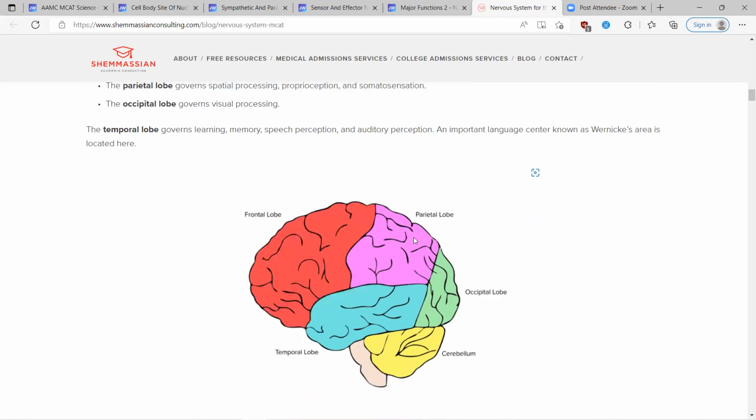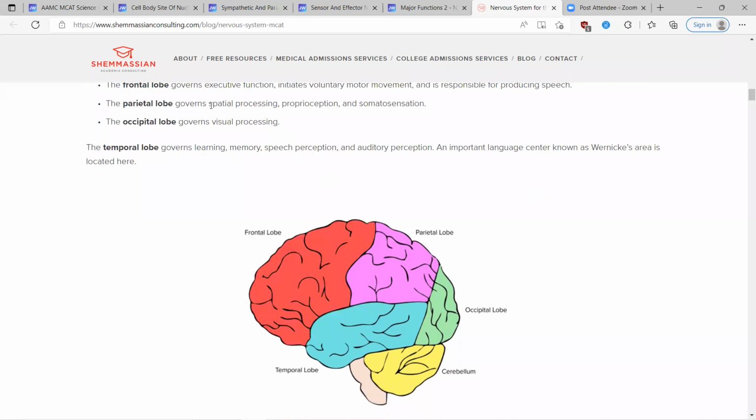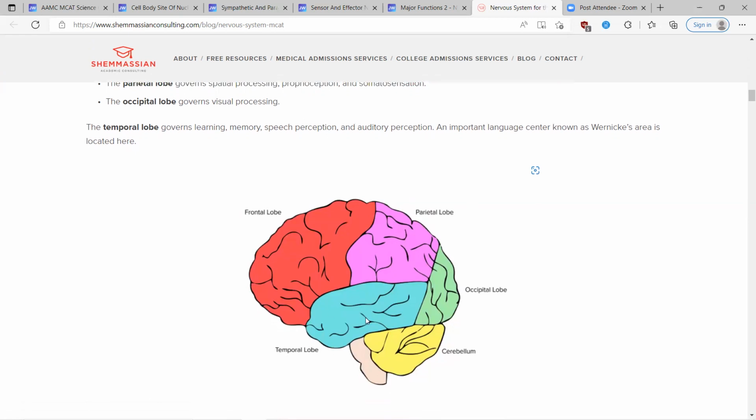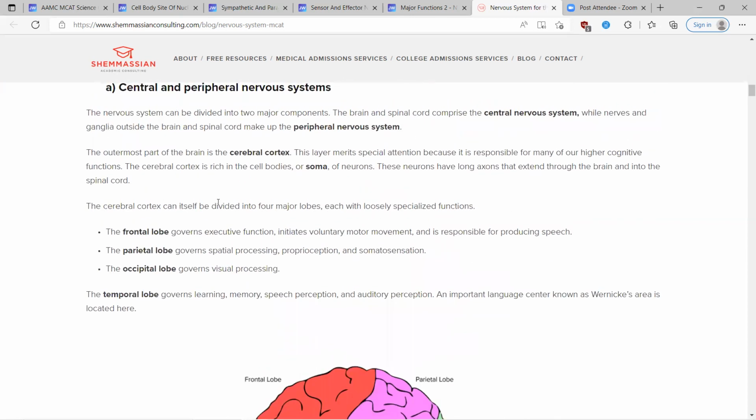Then we have the parietal lobe up here, which is spatial processing, like understanding space, proprioception, and somatosensation. These are how we maintain ourselves in the world, how we understand our balance in the world and our movement in the world. Those functions are relegated to the parietal lobe. Then the occipital lobe we have in the back, which handles our visual processing, and the temporal lobe we have on the sides, which is all about learning and memory and speech perception, auditory perception, right? So these are some of the lobes that we have in the cerebral cortex.